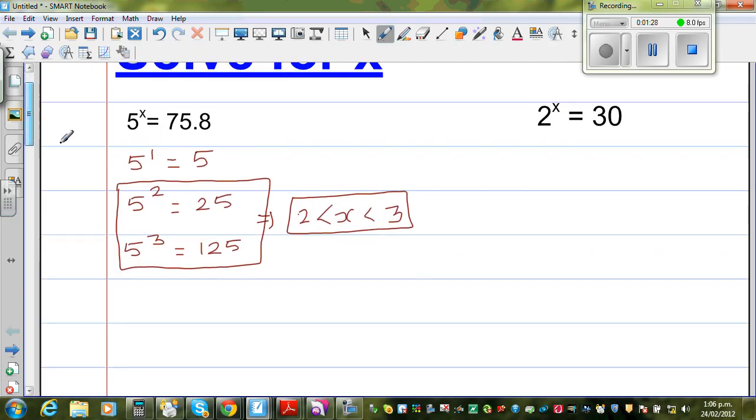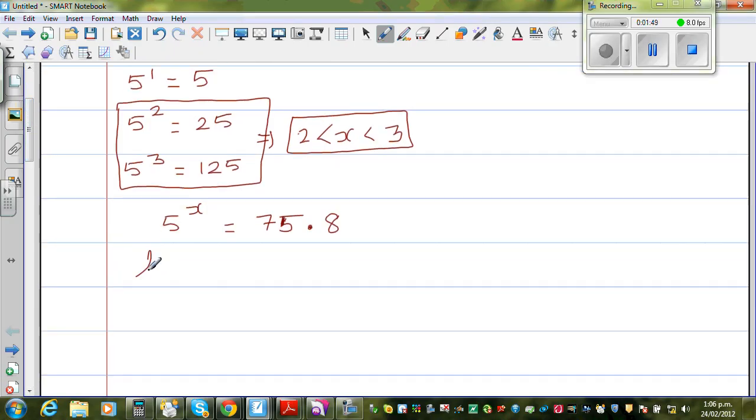Okay, now when you have a power equation like this, 5 to the power x is equal to 75.8, what you do is you have to take log on both sides, because we're going to apply the log rule later on. So applying the log on both sides, I can say log of 5 to the power x is equal to log of 75.8. So I've simply taken log of both sides.